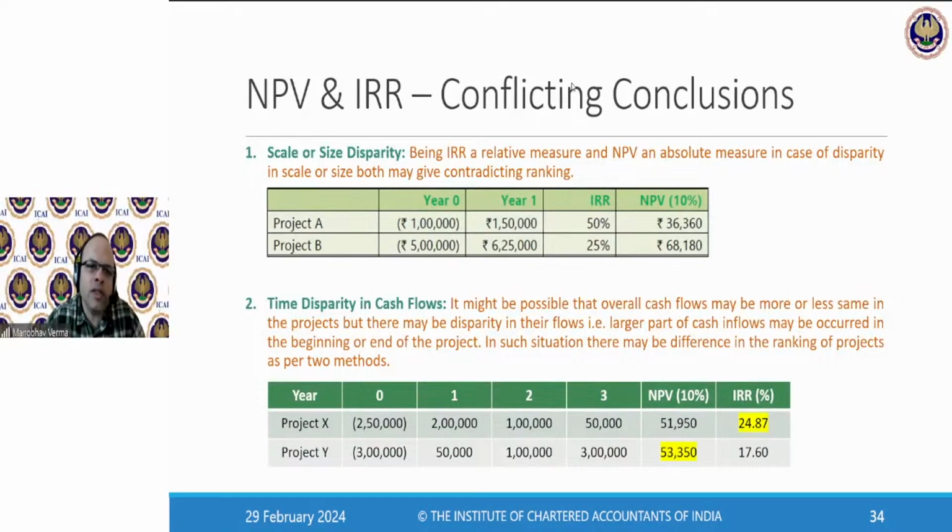The first one is size or scale disparity, which is what we were discussing, that IRR is a relative measure, NPV is an absolute measure. So you could see that project A is giving you a higher IRR, project B is giving you a lower IRR, but in terms of the absolute measure, project B has a larger investment and gives you a larger NPV. So as per the NPV, it's project B; as per the IRR, it's project A. So it's definitely a conflicting decision here.